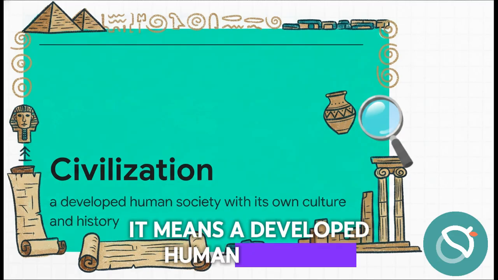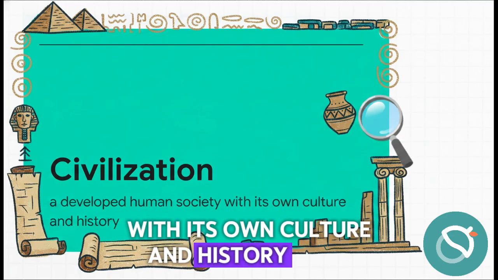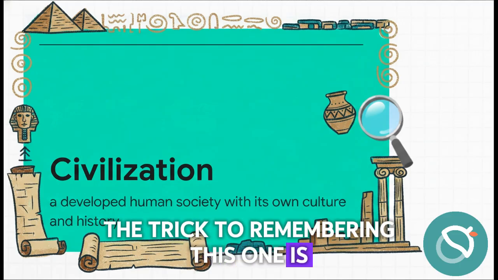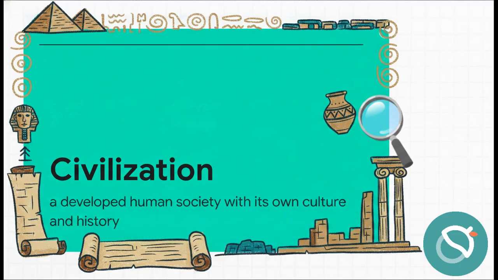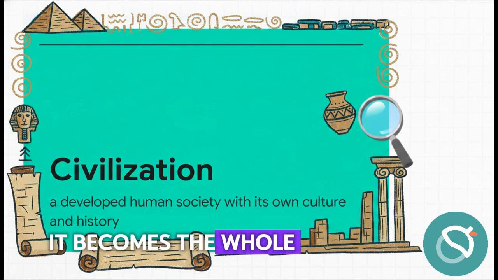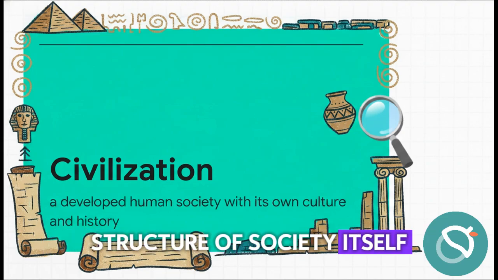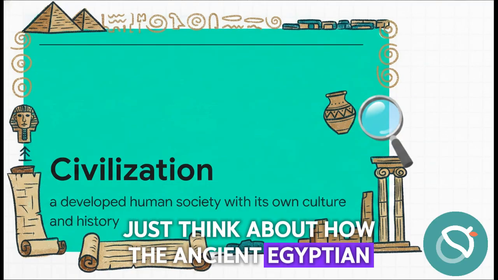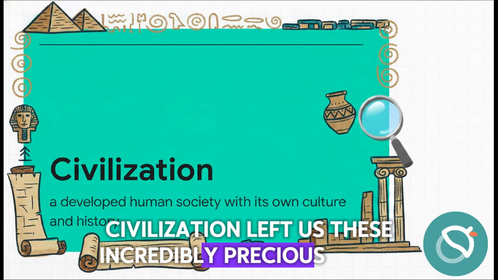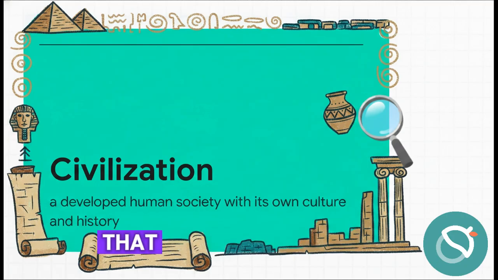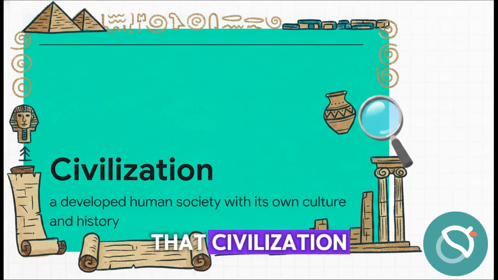It means a developed human society with its own culture and history. Now, the trick to remembering this one is focusing on the root word civil, which just means civilized. Add that suffix, and boom, it becomes the whole overarching structure of society itself. Just think about how the ancient Egyptian civilization left us these incredibly precious relics. That massive scale, that deep shared history, that's civilization.